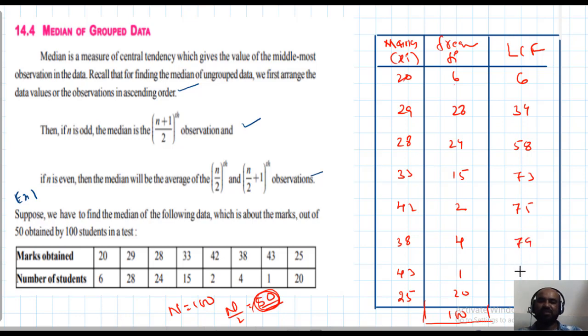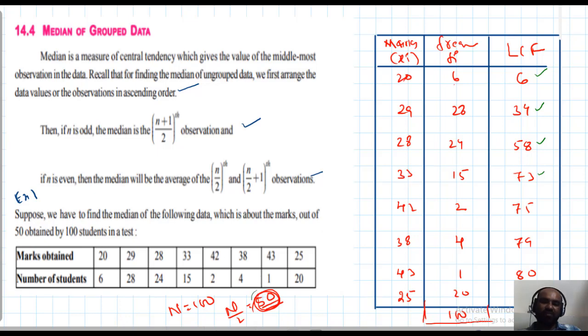79, 79 plus 1 is 80, 100. So what this table shows, that is important. There are 6 students whose mark is less than 20. There are 30 students whose mark is less than 29, or sometimes I can say less than or equal to. There are 58 students whose mark is less than or equal to 28. There are 73 students whose mark is less than 33.